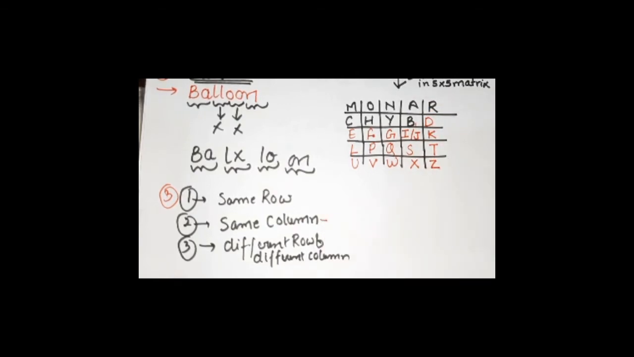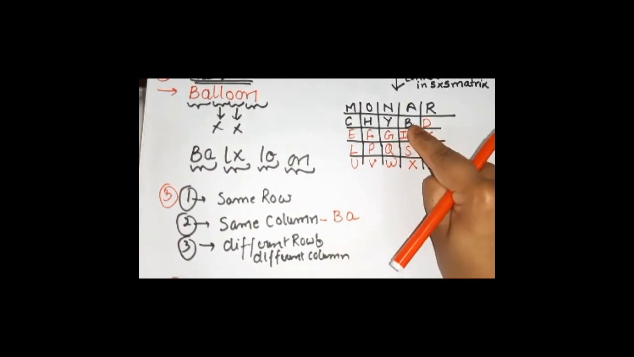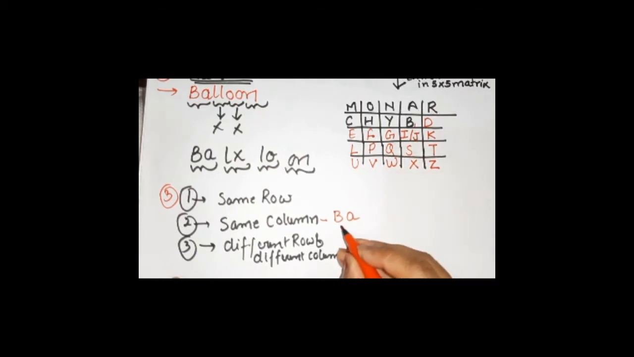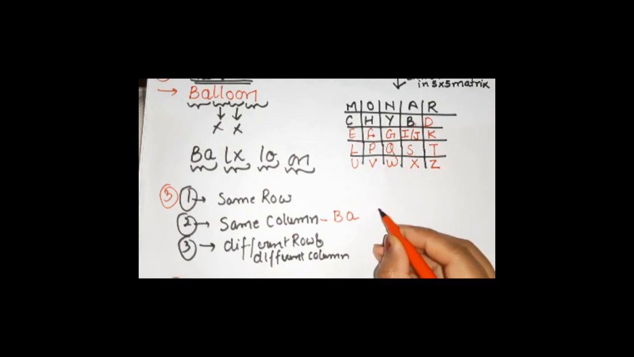Now the second condition says, if two alphabets fall in the same column, then the letter has to be replaced by the letter beneath it. That is, see B. B is here. Now the letter beneath it is I. So you have to replace B by I or J. You can replace B by I or J. So I.